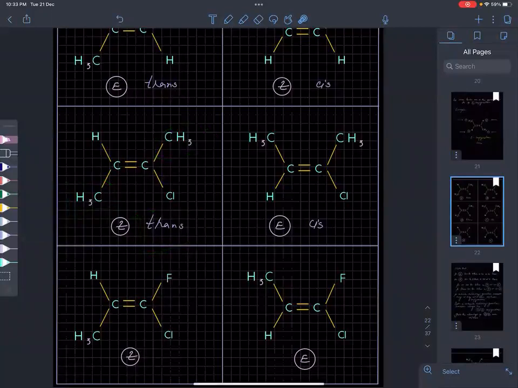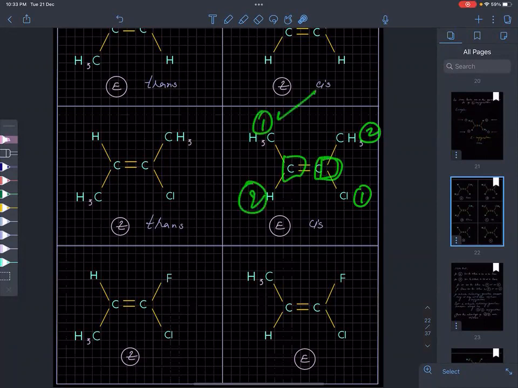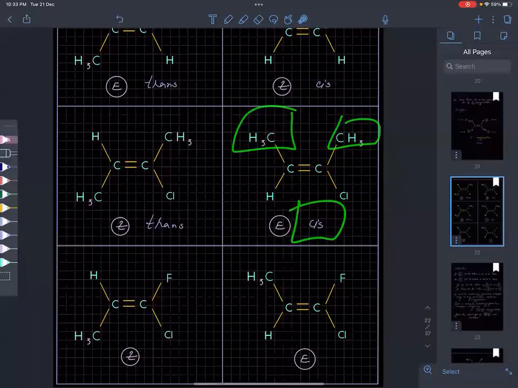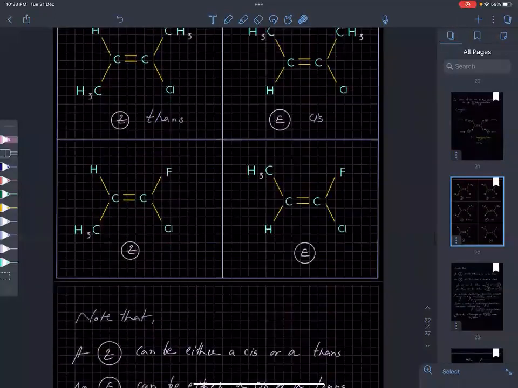Here, this is number 1 and this is number 2 for this carbon. For this carbon, this methyl is number 1 and this is hydrogen, number 2. Number 1 is on the opposite side, that's why it is E. But because the same groups are on the same side, it is cis. So Z can be trans also, and E can be cis also. Clear?